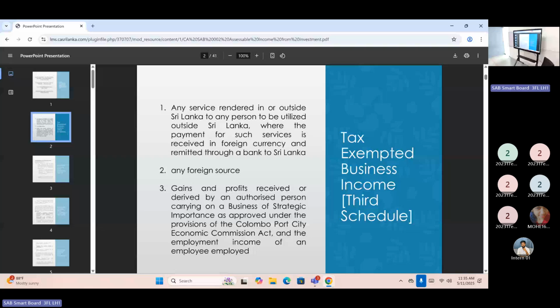Colombo Port City, Port City operation. That exemption exists there, right? So there are two types of things we'll discuss separately. Two types of business strategic income for importance.